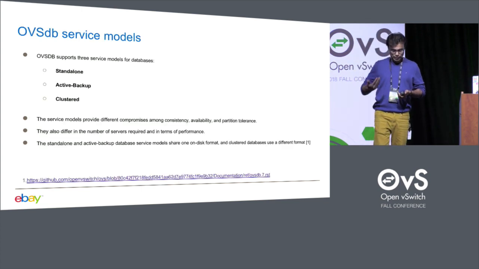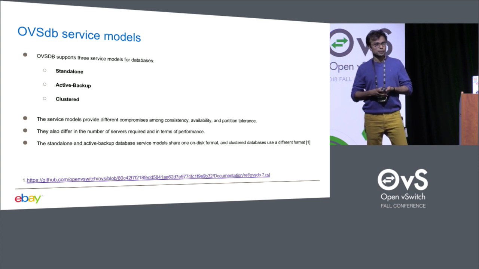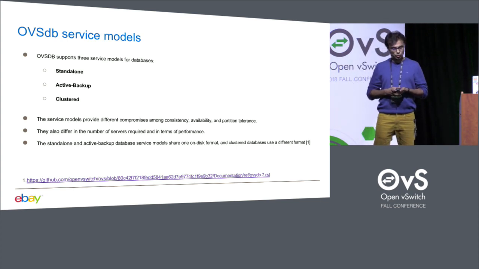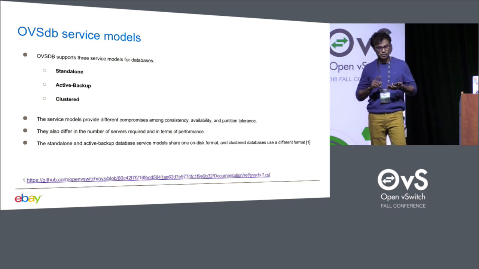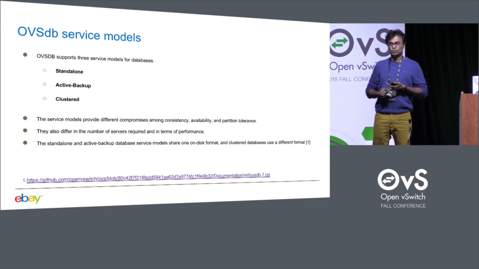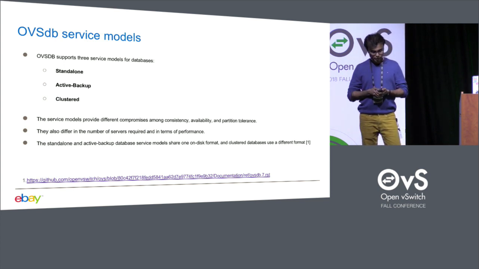Now, again, I just want to brush up on the OVS DB service models. We have 3 service models as part of an OVN setup: standalone, active-backup, and clustered DB using Raft. Each of them has its own set of implementations and limits.